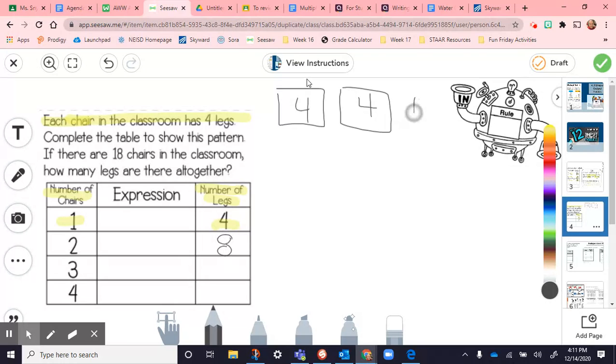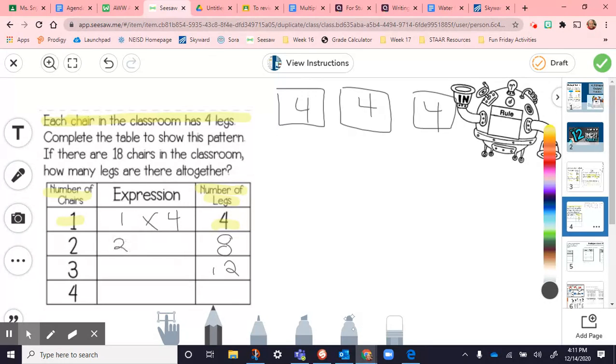Then if I have another chair, that chair also has 4 legs. So now I've got 4 plus 4 plus 4, which is the same as 4 times 3, and that gives me 12. So each time I'm doing this, I'm taking my number of chairs, that input, and I'm multiplying it by the number of legs, and that gives me how many legs it has.